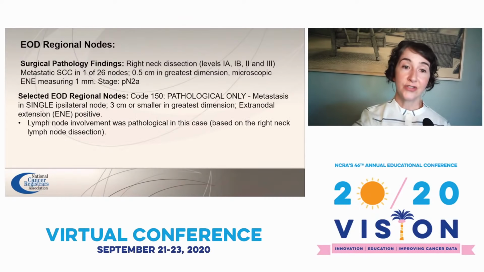The selected EOD regional nodes code for this case is 150 because this is a pathological only category and this patient's lymph node involvement is considered pathological based on that right neck lymph node dissection. Only 1 lymph node was involved. The lymph node metastasis was less than 3 centimeters in size. It was only 0.5 centimeter, but there was pathologically proven extranodal extension.